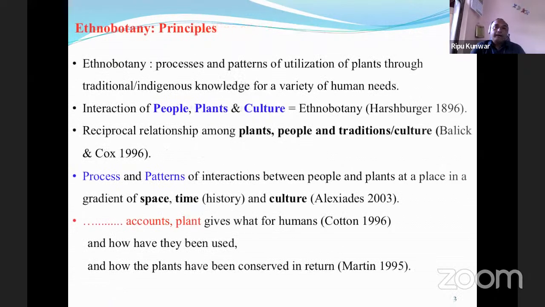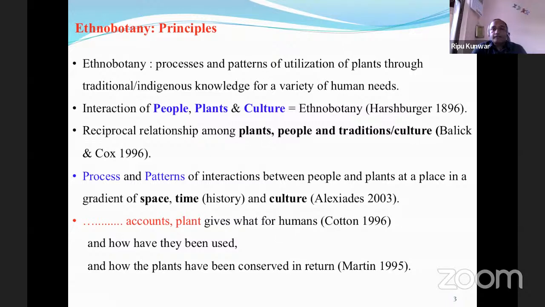So this is the principle. We know ethnobotany; this is the basic idea: the relationship between plants, people, and culture. Ethnobotany was coined by John Harshberger in 1895, or 1896. He coined it as the interaction of people, plants, and culture.